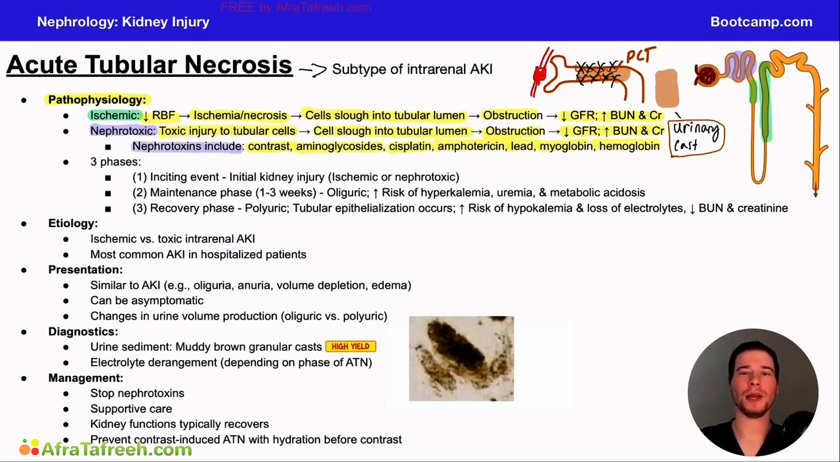Now, one final thing I want to mention here before we move on is regarding the terminology that we use when we talk about kidney injuries. So an ischemic injury, right, can be due to decreased blood flow.